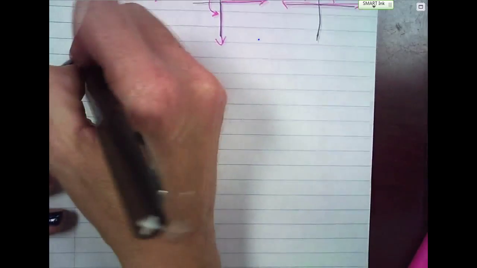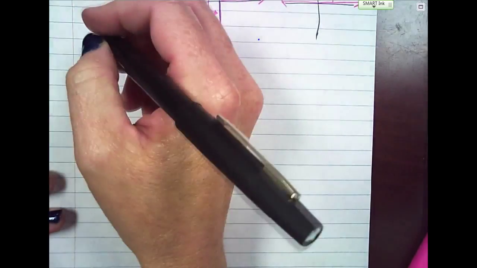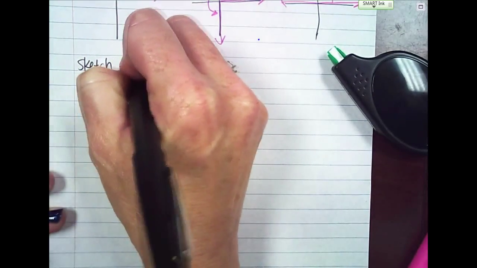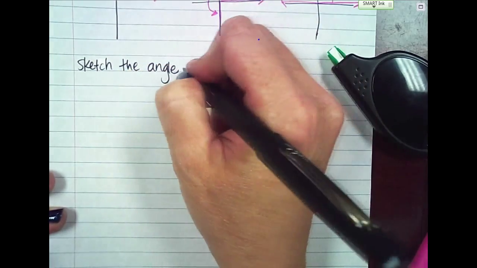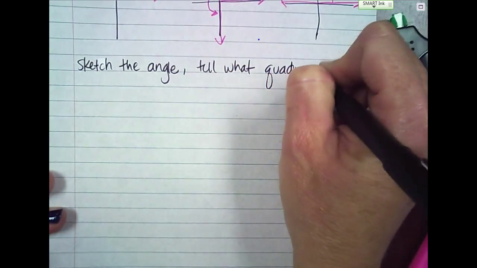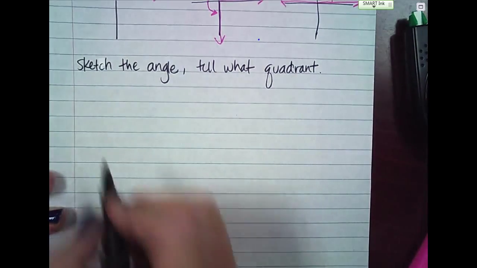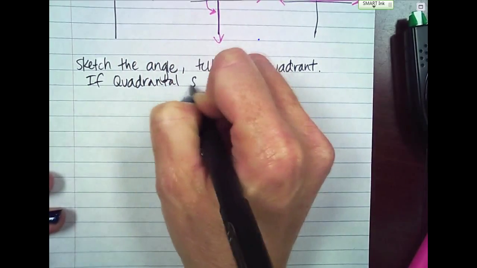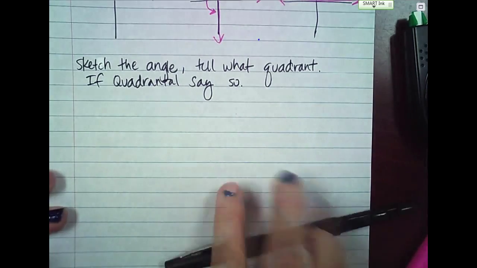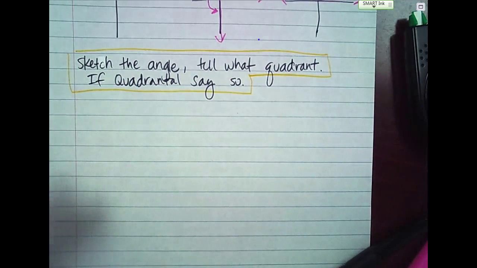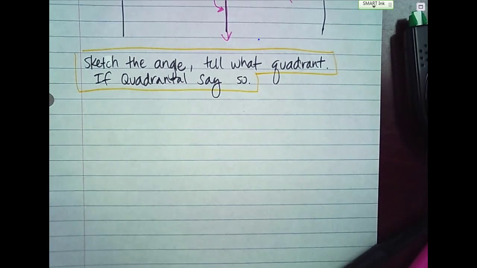Now here are the directions. Sketch the angle and tell what quadrant, and if it's quadrantal, then say so. Sketch the angle, tell me what quadrant, and if it's quadrantal, say so.